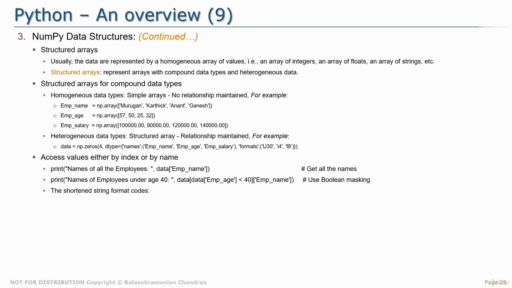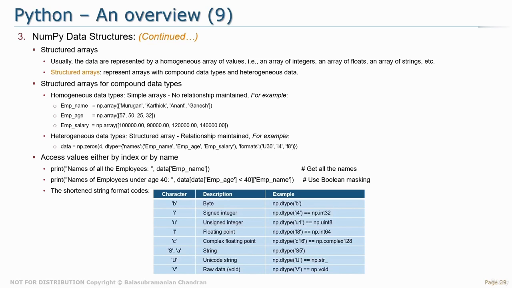Access values either by index or by name. Here are some examples to access names by index and using Boolean masking. The shortened string format codes: small b for byte, small i for signed integer, small u for unsigned integer, small f for floating point, small c for complex floating point, capital S and small a for string, capital U for Unicode string, capital V for raw data.